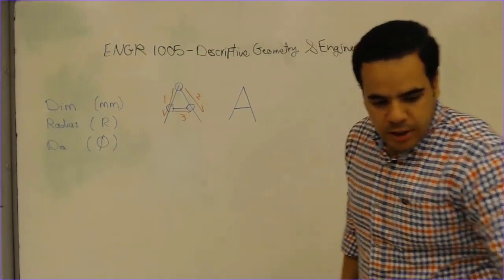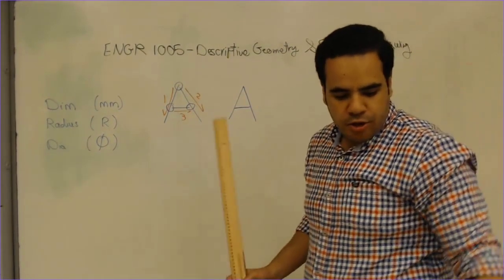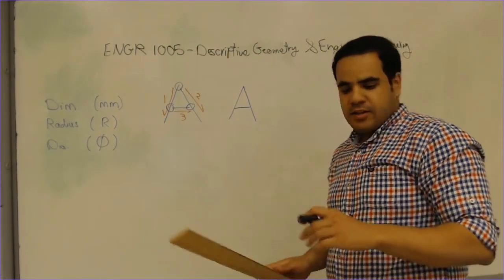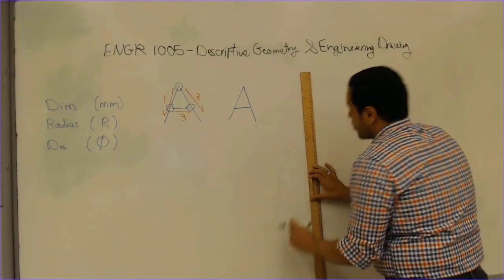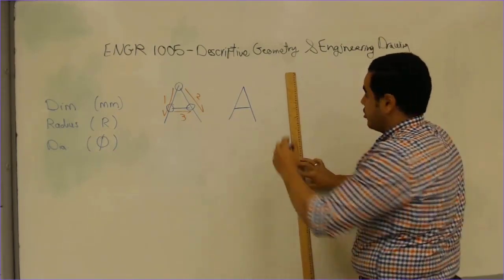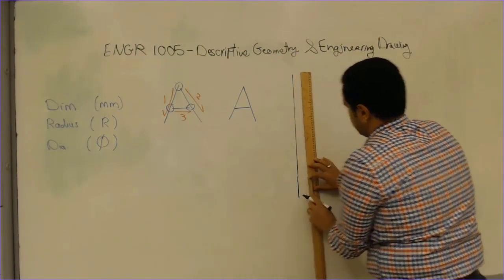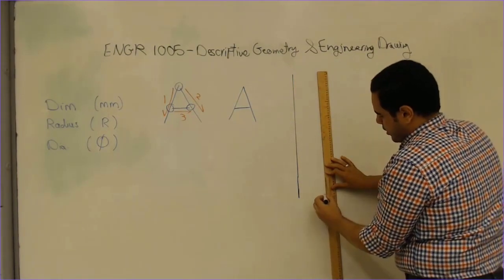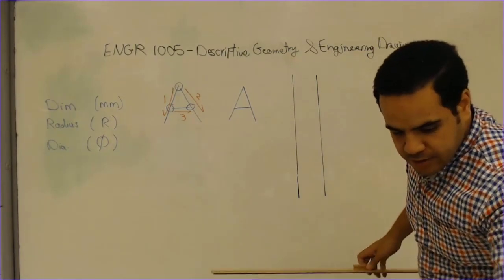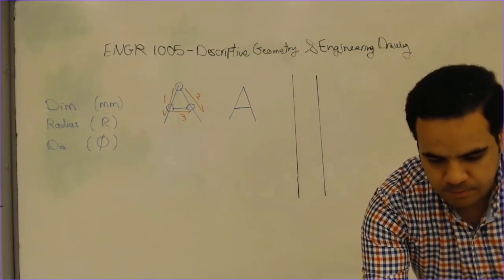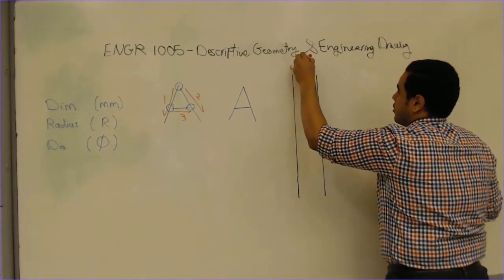So let's start with solid lines. We will find two examples are drawn there in the sheet. Two parallel lines like this, and you will find some pen is written there.